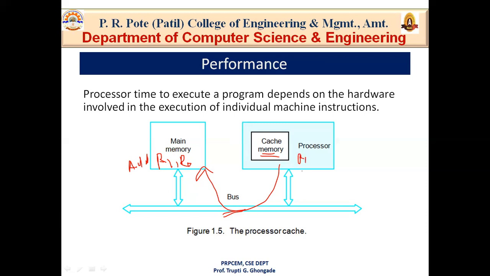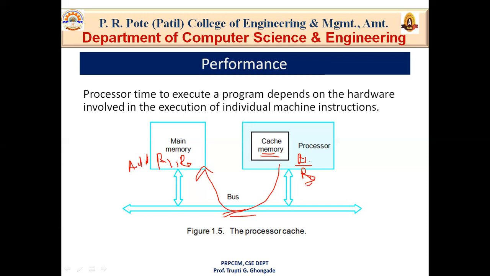That means here is R1 and here is R0. Now the processor fetches an instruction from memory by using this bus. What is the instruction? Add R1, R0. After fetching this instruction, it involves data. Okay, now where is that data stored? Data is stored in the processor registers, that is R1 and R0.